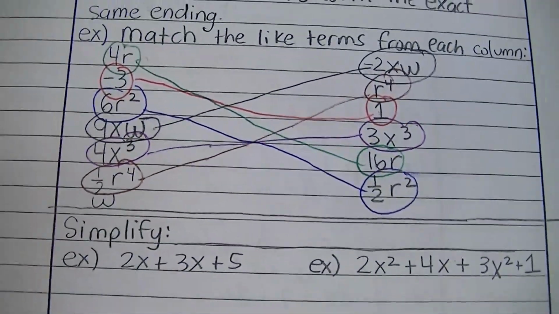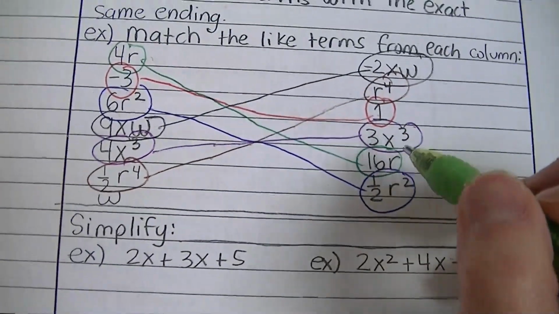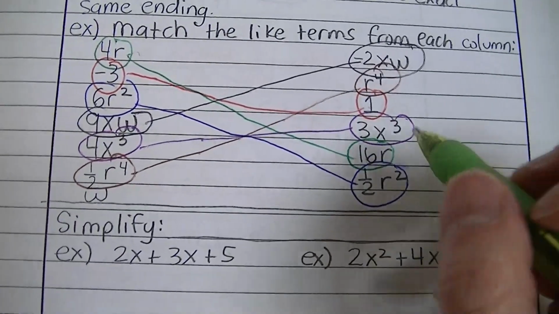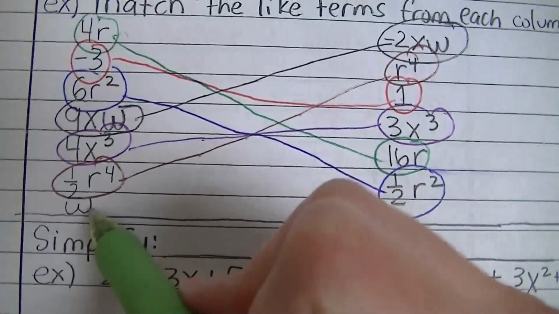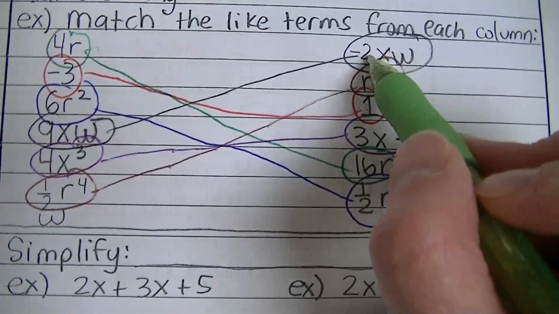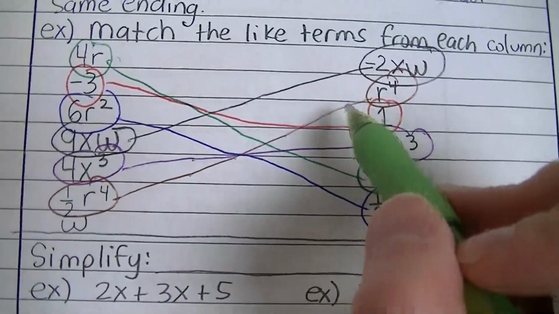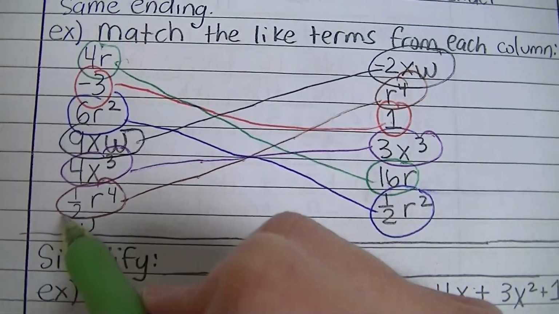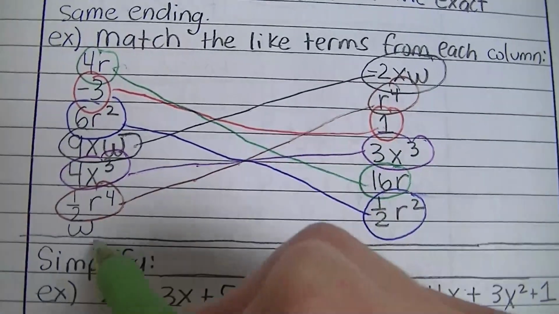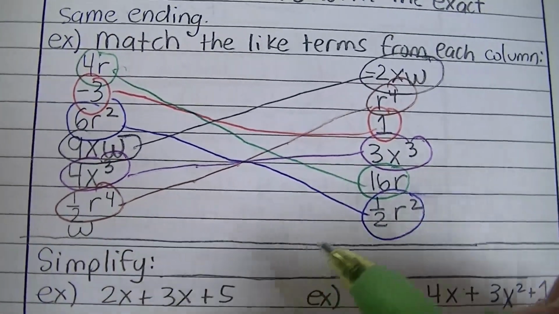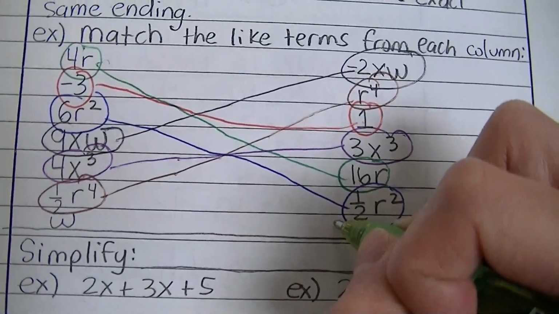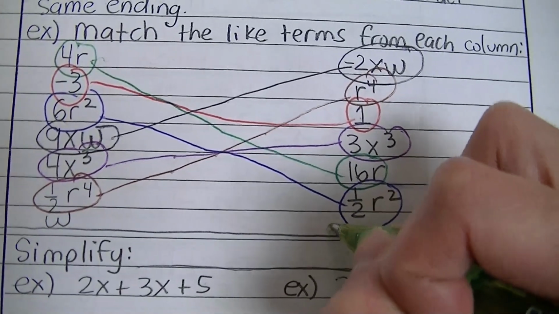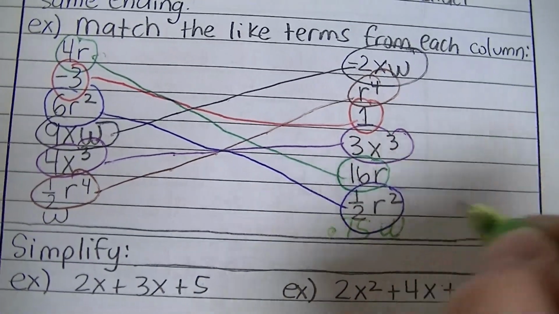And that last one is just w. And do I see it? Oh, some people might think, hey, that w goes with this negative 2xw because they have the same ending. Well, that's incorrect. This would have to have an xw with it for it to match. So this one doesn't have one. It doesn't have a like term. So let's go ahead and make one up. Be creative. 75/100ths w. Boom.